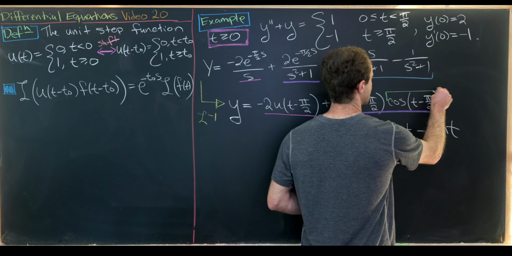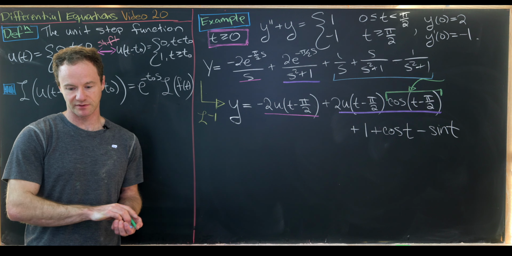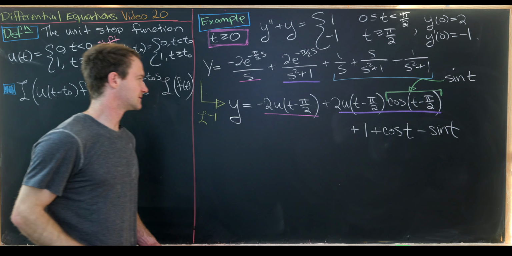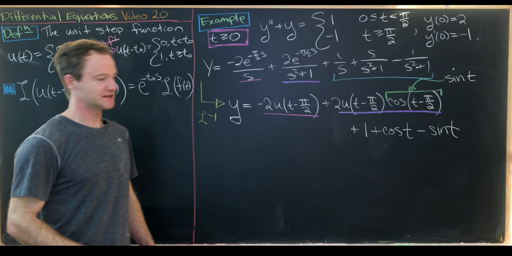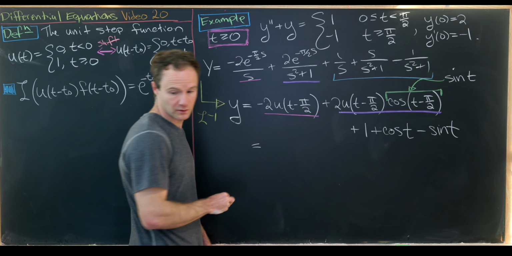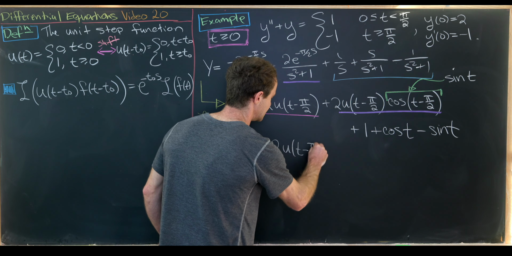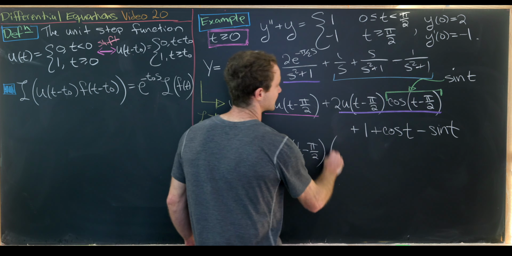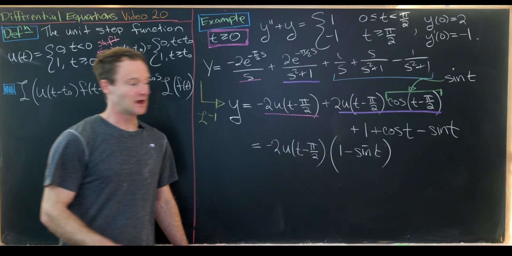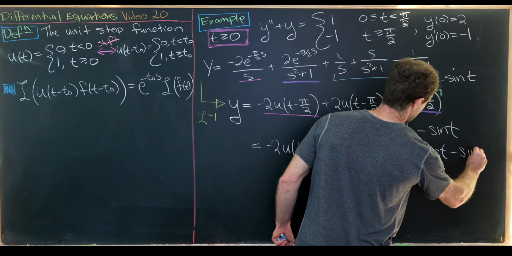So I'll use a trig identity to make this cosine of t minus pi over 2 look like something simpler. And in fact, this is equal to the sine of t. Great. Then I can maybe factor out this unit step function. That would maybe make it look a little bit simpler. So let's factor out a minus 2 unit step function of t minus pi over 2. And that'll give us 1 minus sine of t when all is said and done. And then we'll have plus 1 plus cos t minus sine t.